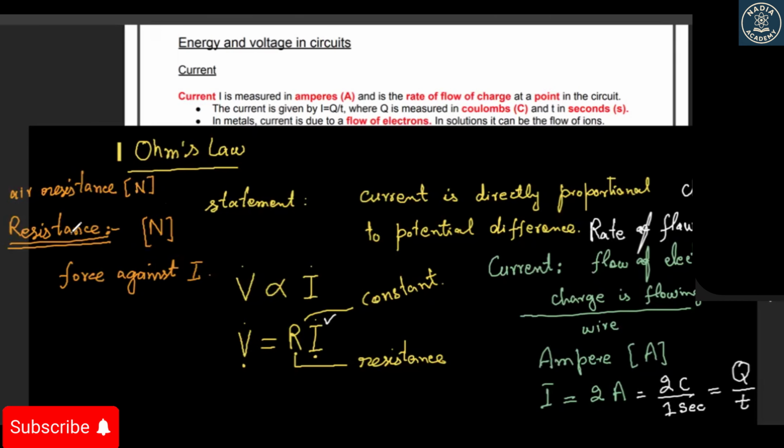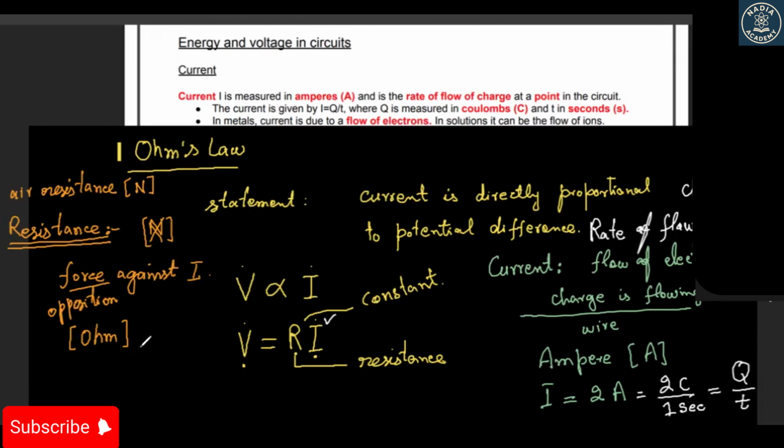But in case of electricity, resistance against the current, we will simply say that this is our opposition against the current, because this opposition is not in terms of the Newton. It is measured in the units of ohms.